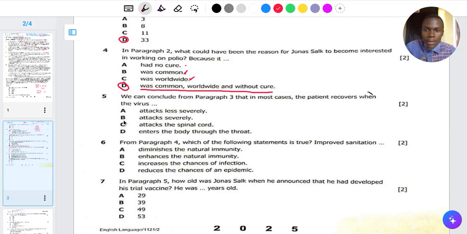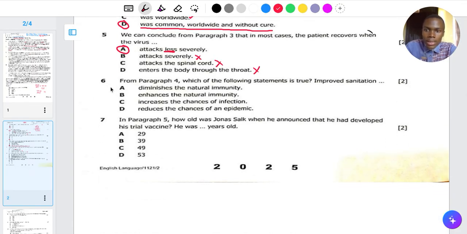Okay, let's skip that one. Then B, attacks severely. No. When the patient has been attacked severely, it is going to destroy the nervous system, so the patient is not going to recover. Then once it attacks the spinal cord, this one can't be recovered. And once it enters the body through the throat, this was just the form in which the disease was attacking humans, so this one is not the answer. This one is going to be the answer because it is saying attacks less, meaning something which is not serious, less severe. So we are going to choose A as our answer.